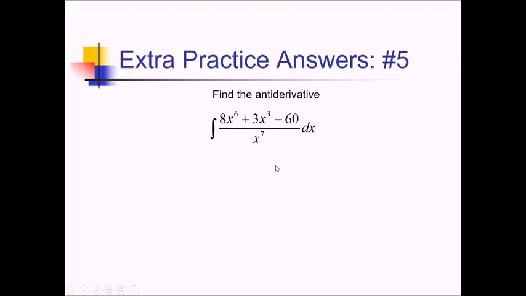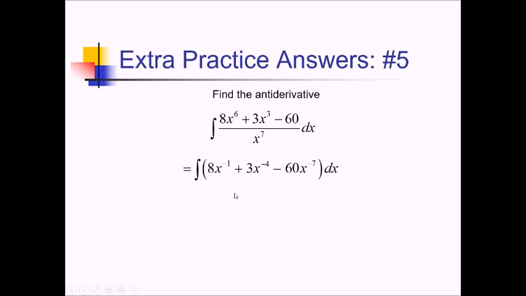To find the antiderivative of this rational expression, I can make my life a little bit easier if I simplify by dividing each of these things up here by x to the 7th. So going from left to right, and I'm going to put all this in parentheses now with a dx outside, we have 8x to the 6th over x to the 7th. That's going to be 8x to the -1. And then this next one, this will be plus 3x to the -4 minus 60x to the -7.